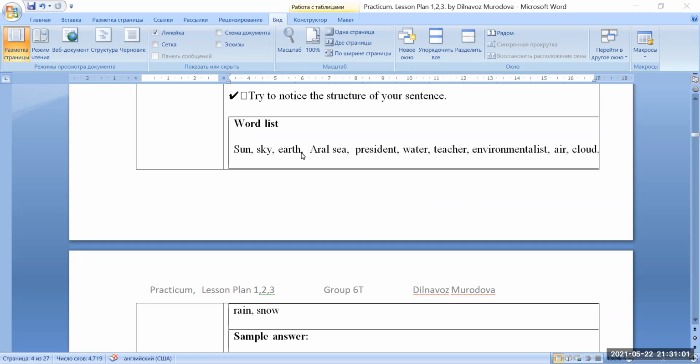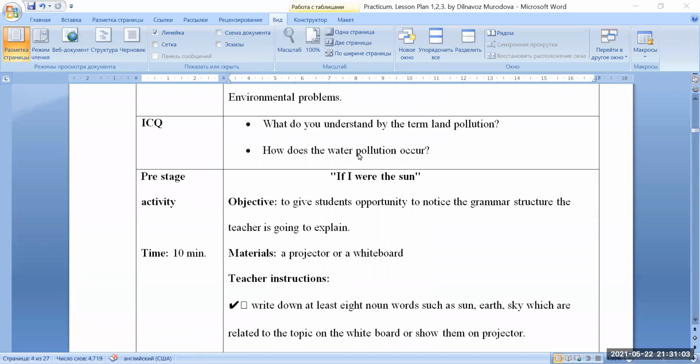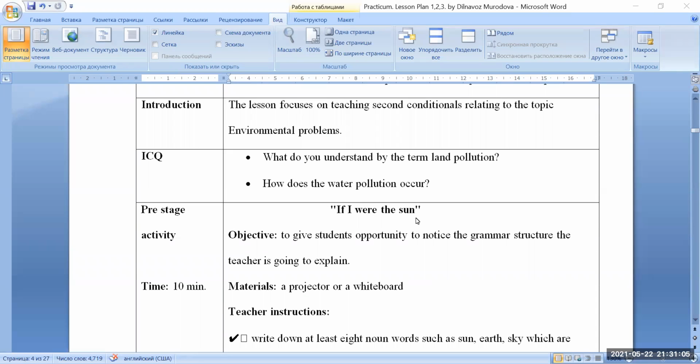Unreal, yes, unreal. And I want you to pay attention to this structure. If I was the sun, pay attention. After if, are we using past tense or present tense? Past tense. What about the meaning? Is the meaning present or past? Now, it's present. If I were the sun, the meaning is present. Present, yes, you are right.